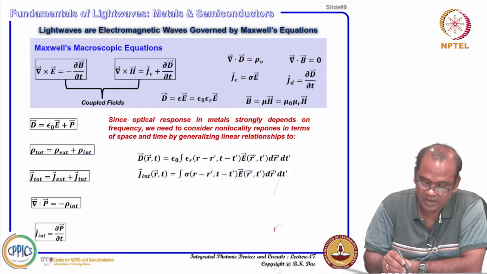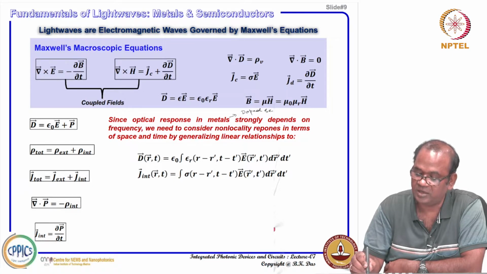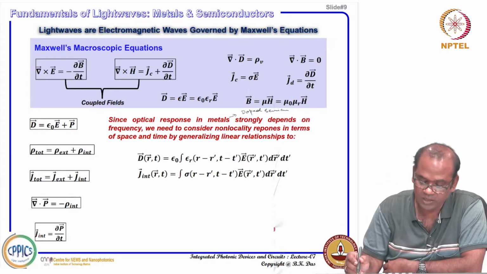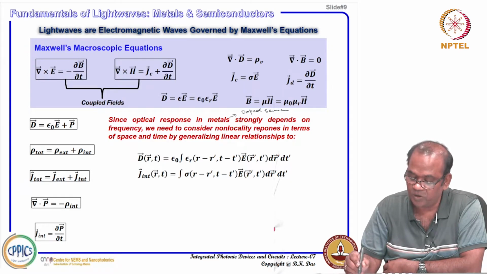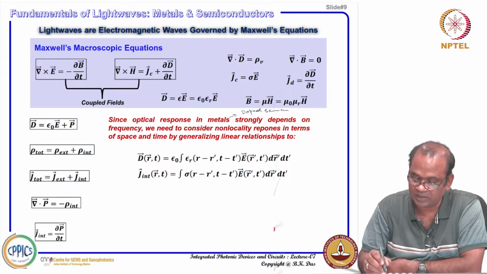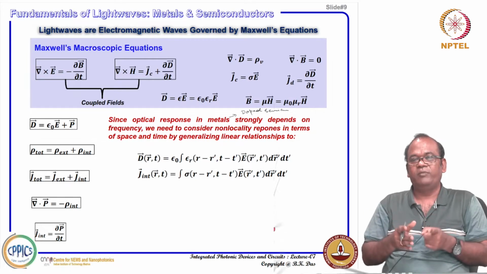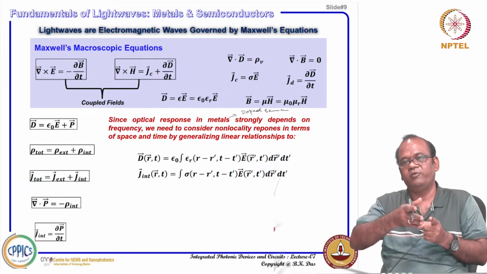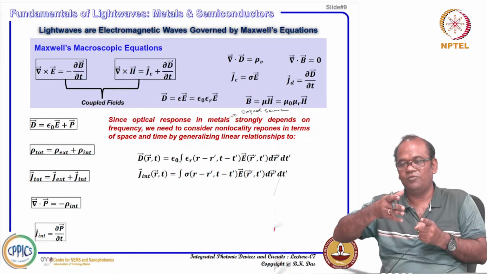Since optical response in metals, and of course doped semiconductors, should also be considered. A doped semiconductor is like a metal, because concentration can go up to 10 to the 19, 20, and so on. It strongly depends on frequency. We need to consider non-locality of the response in space and time by generalizing the linear relationships. You understand that the electric field associated with the electromagnetic wave is oscillating, and if it oscillates very fast, then what happens?